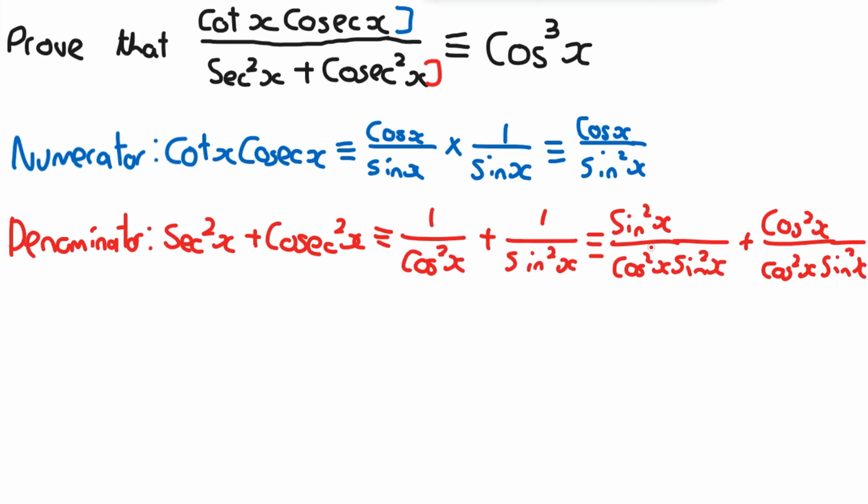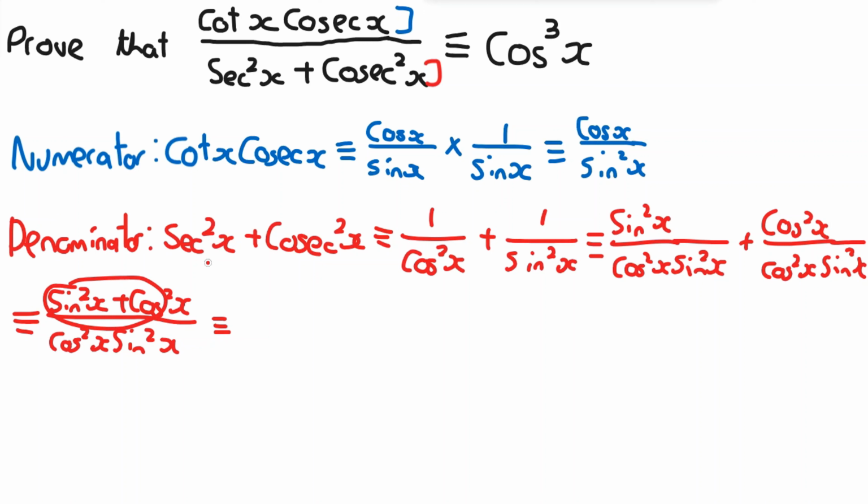And what we can then do is, because the denominators are the same, we can combine these two fractions, so it becomes sin squared x plus cos squared x over cos squared x sin squared x. And this is equivalent to, because sin squared x plus cos squared x is equivalent to 1. Remember, this comes up a lot, so you should always look out for it.